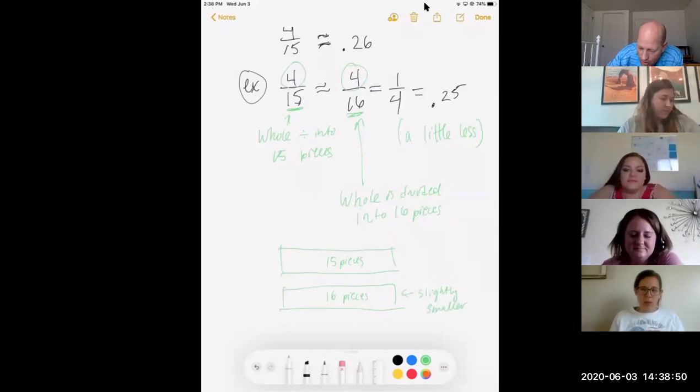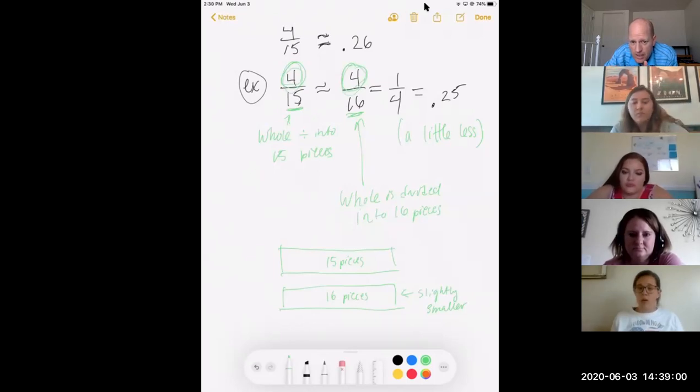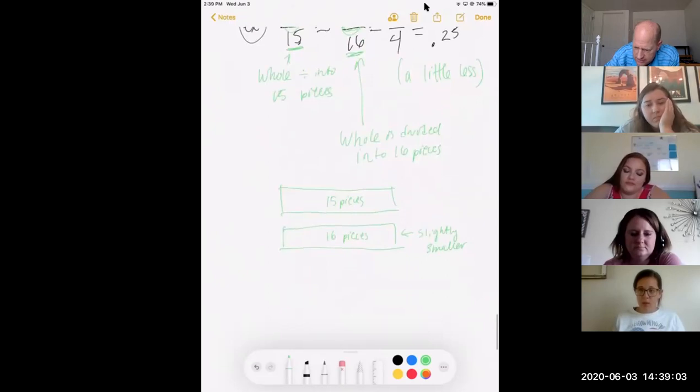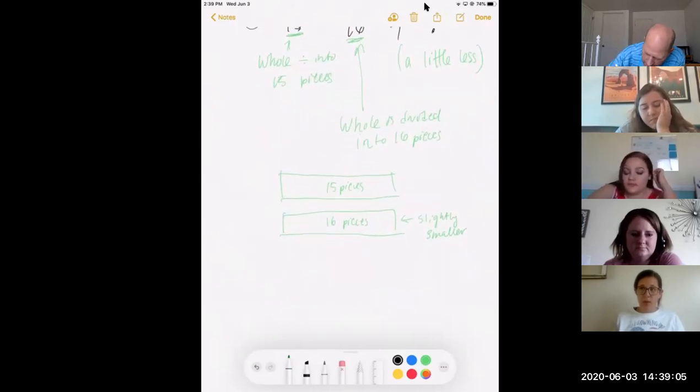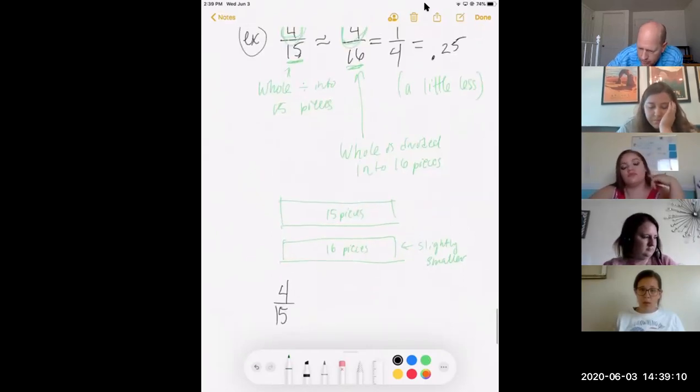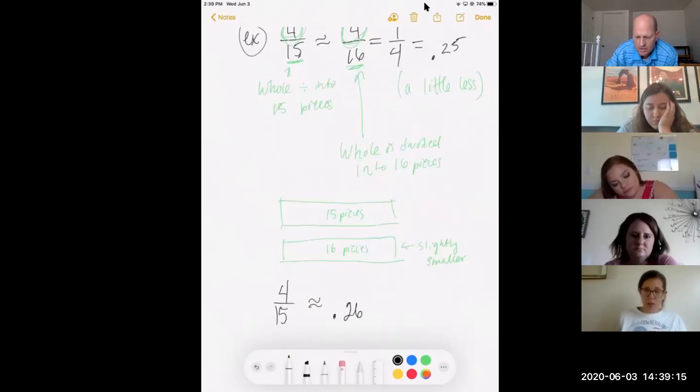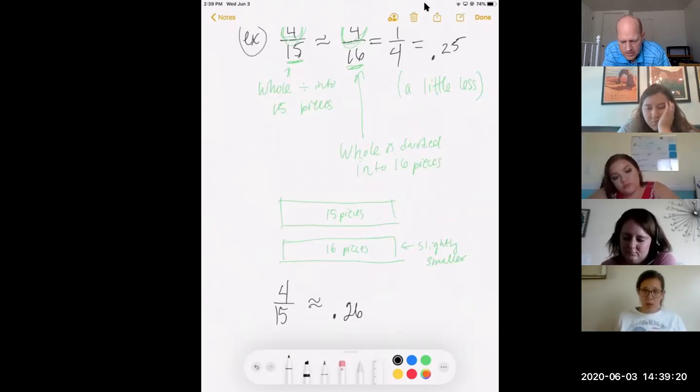Okay, so if I have four of those pieces, notice I have four of the same amount of pieces. 4 pieces of 15ths and 4 pieces of 16ths. I know the decimal equivalent of 4/16. That's going to be a little bit less than what my decimal equivalent is for 4/15. So that means that 4/15 is going to be slightly bigger than my 0.25. So let's go 0.26 again. And so you can manipulate the numerator and denominator a little bit into a nicer fraction, and then simplify the fraction into something that you know.